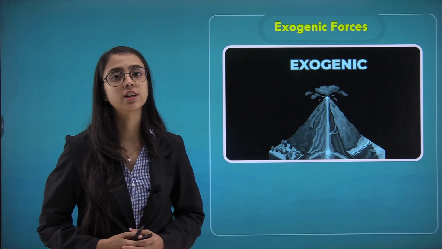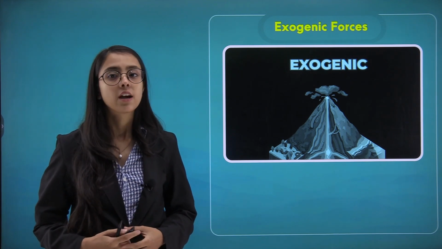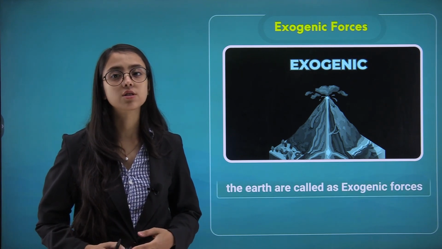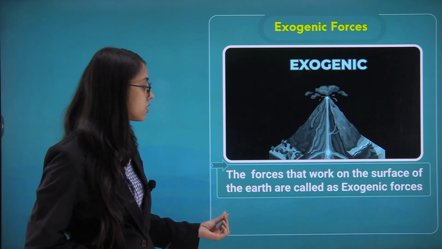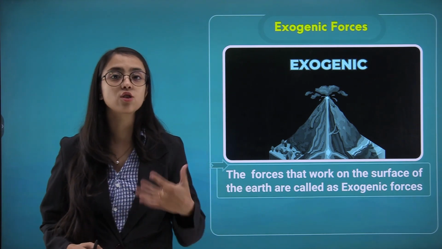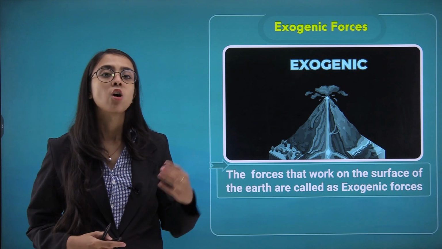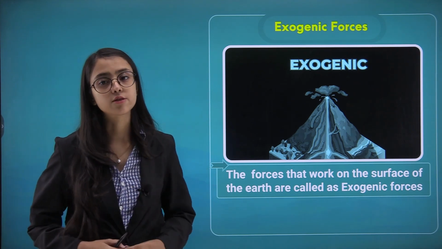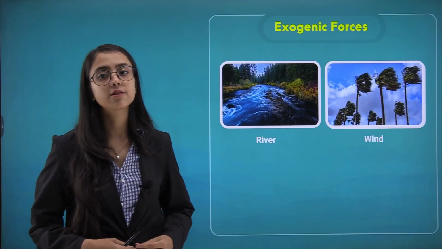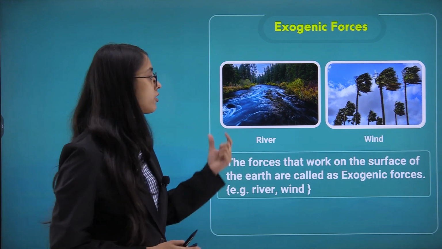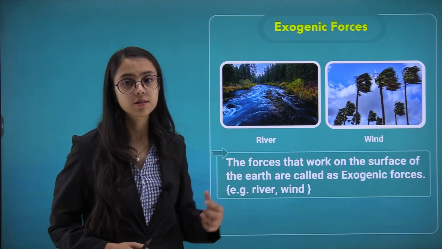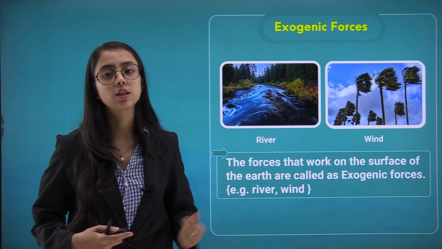Now, we have already studied endogenic forces. Now, what are exogenic forces? Let's have a look. We studied that exogenic forces are the forces that work on the surface of the earth and result in the transformation of the landforms or the surface of the earth. The exogenic forces consist of the movement of rivers and winds. They work on the surface of the earth.